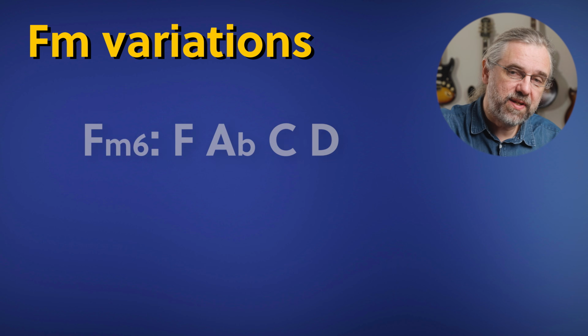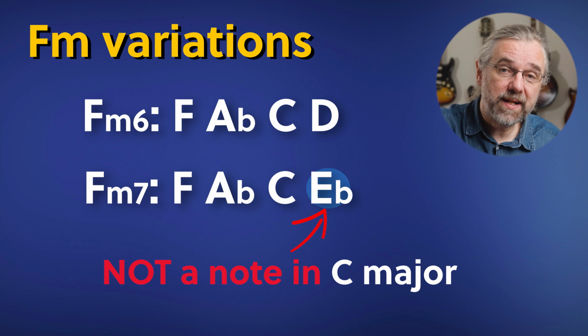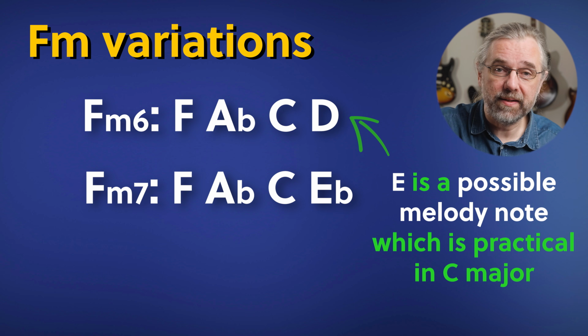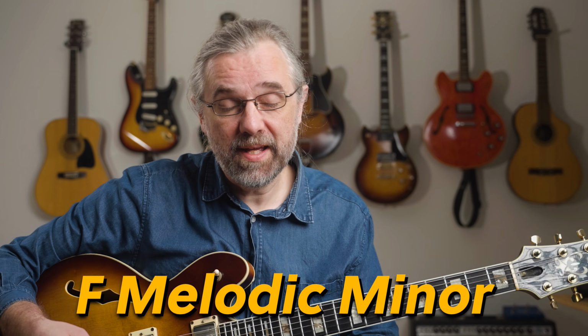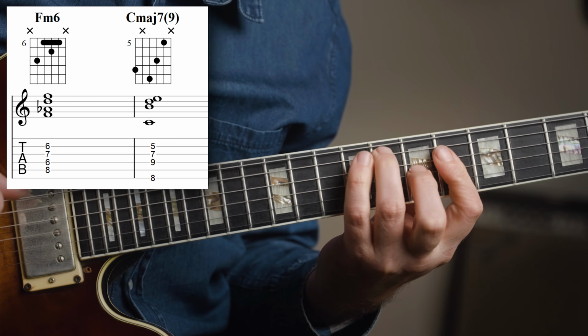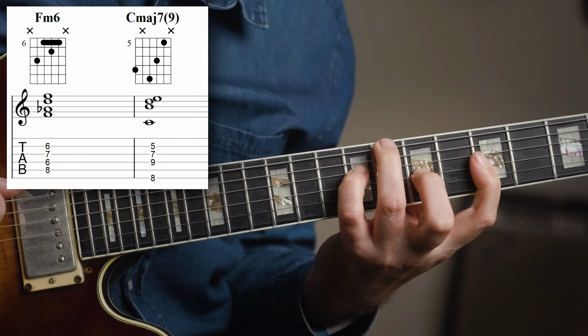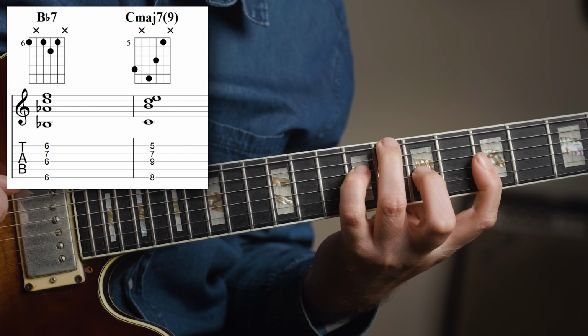The F minor 6 is a great sound in C major because it's a little bit closer to the key than the F minor 7 that also has an E flat, which is not in the C major scale. The F minor 6 also allows for having an E in the melody, so that there's a little bit more melodic freedom over it when it appears in a C major context. The most common scale to use for this chord is F melodic minor. You can also see, or rather hear, how F minor 6 and B flat 7 are interchangeable. And that also explains why the backdoor dominant is a Lydian dominant, so it has a sharp 11 as an extension.